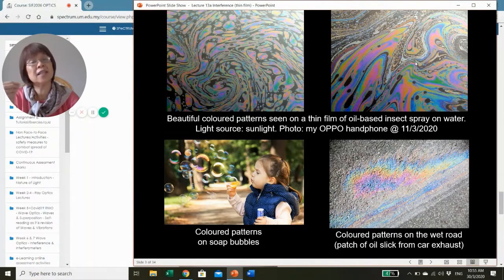And you will also see these colorful patterns in bubbles, whereby these are soap bubbles with the sunlight shining, and when you look against the sunlight, you will see all these colored surfaces. Now the soap bubble has a thin layer. Likewise here, the oil is a very thin film. And even on the road, after the rain, when there's water on the surface, because of oil slick on the surface due to exhaust from the vehicles, you will also be able to see colored patterns as well.